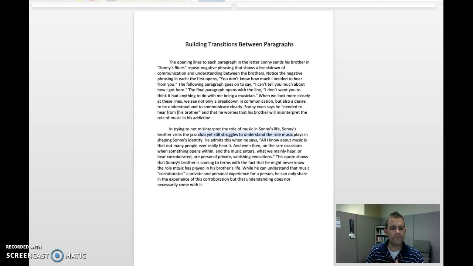So I hope that you find this useful. I hope this is really clear about what you need to do to make sure that your paragraph connects all the dots. Make sure you do this with each of your paragraphs.